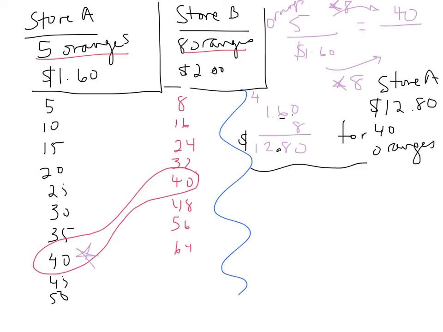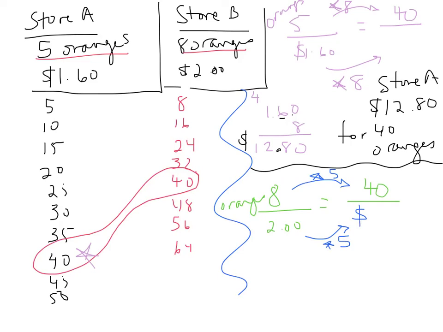Now what I'm going to do is look at store B. For store B, I'm going to say that I have 8 oranges originally for $2. So these are my oranges on the top. So I'd say here's 40 oranges. And now I can say, how many times what would I have to do here? I have to multiply by 5. So that means I'd have to multiply here by 5. And I end up getting $2 times 5 equals 10, or $10.